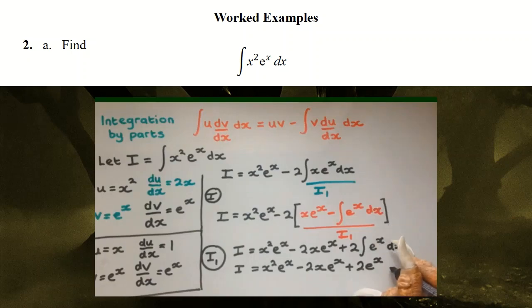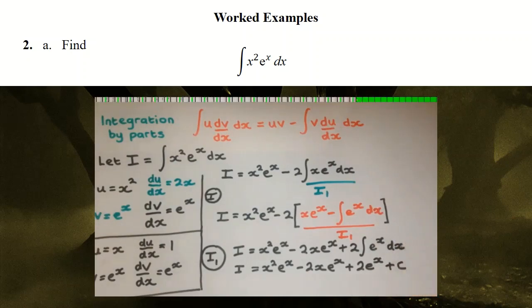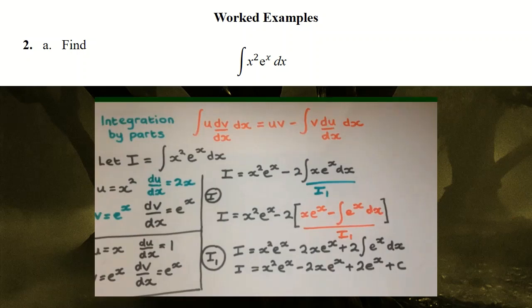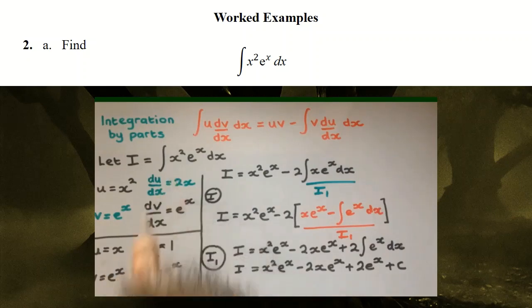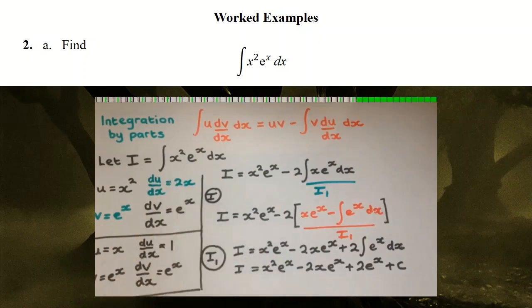Okay, and we're done. Now you might want to check this. There's no like terms to collect together, they're all distinct. You might want to actually use differentiation to check that when you do differentiate this, you do get back to x squared e to the x. Okay, that's a nice exercise for you. Okay, but we'll stop there.